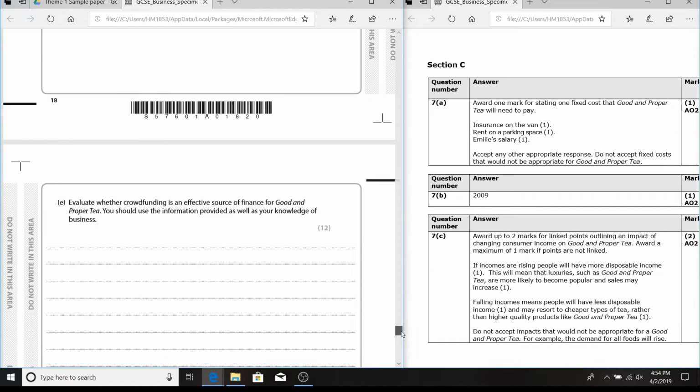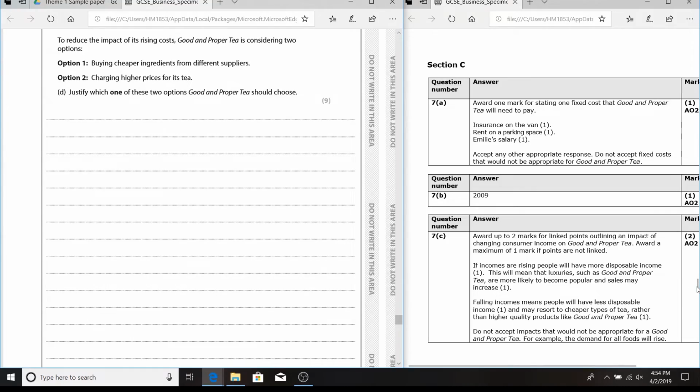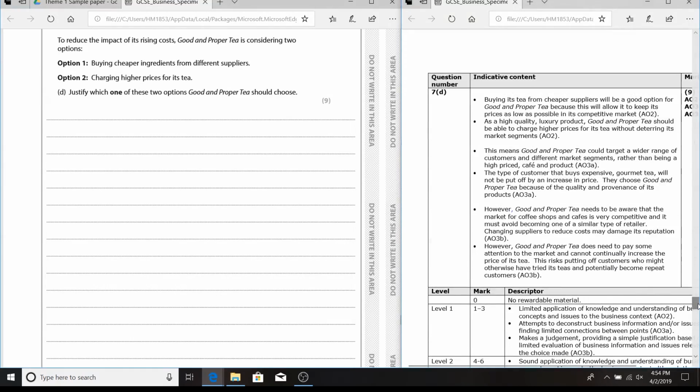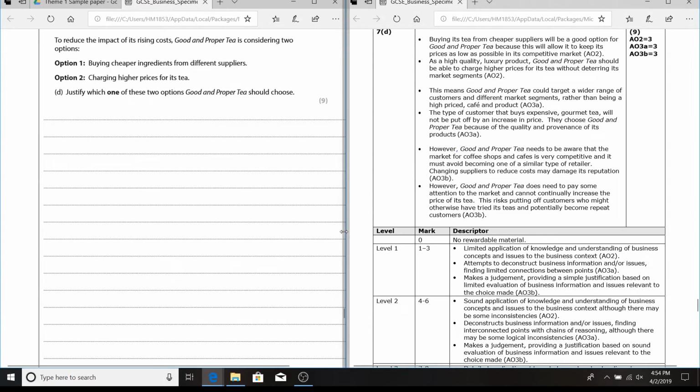All right, lovely job. So before I move on, I'll just show you the mark scheme there. Okay, so we can have a little goosey gander at that. Now, right, here it is. Okay, so AO2, AO3A, AO3B. Love it.